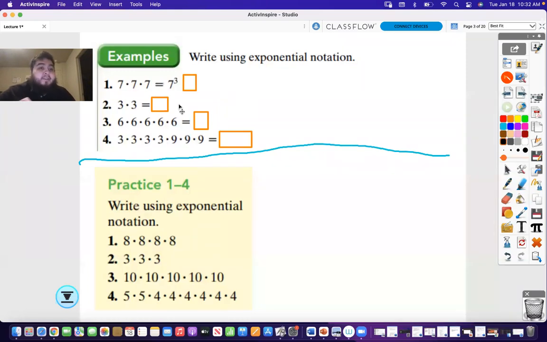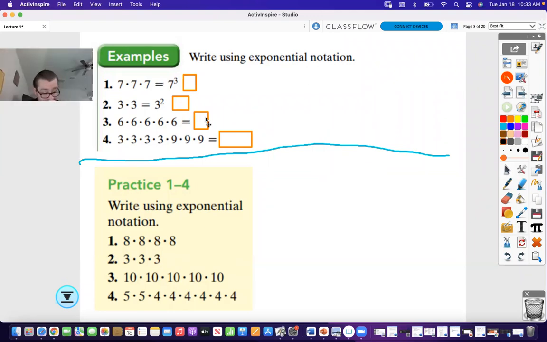All right, number 2, 3 times 3. Does anyone have an idea? 3 squared. You can also say 3 to the power of 2, right? That is correct. 3 squared and 7 cubed. So far, so good, class. Ready for example 3. Do you have any volunteers?